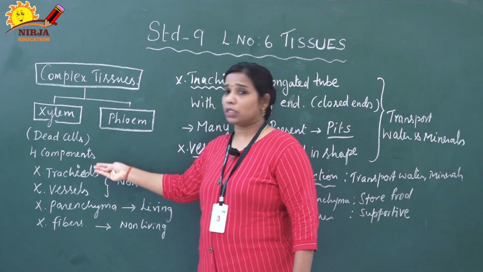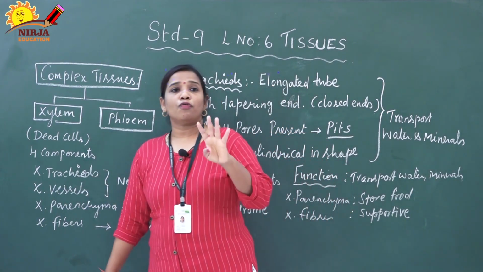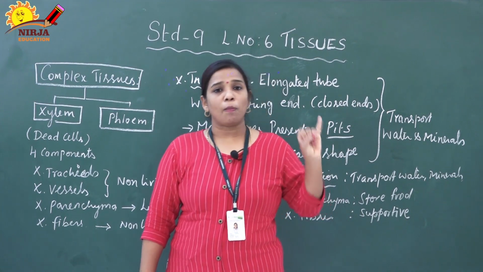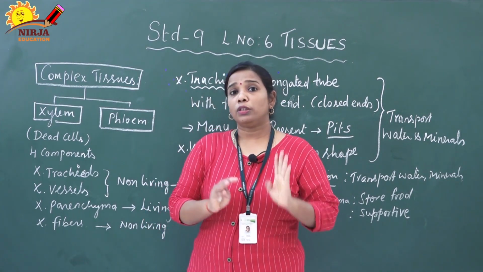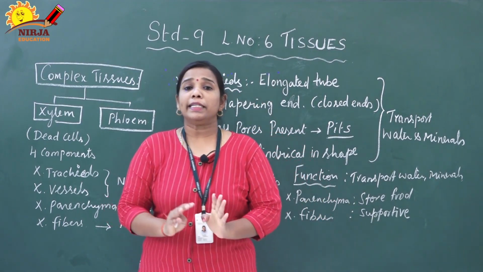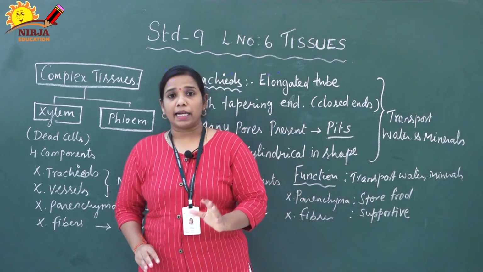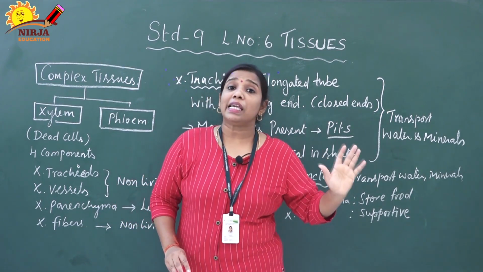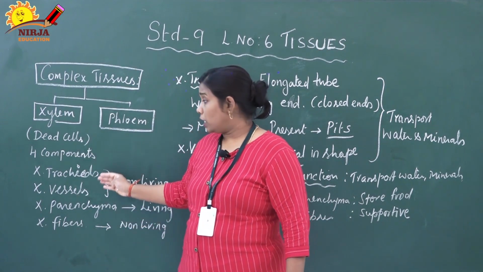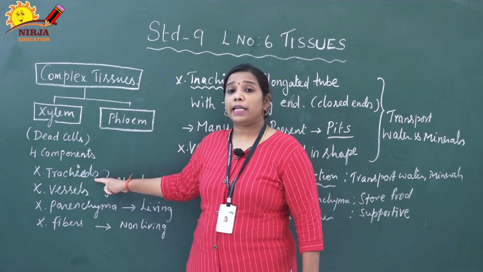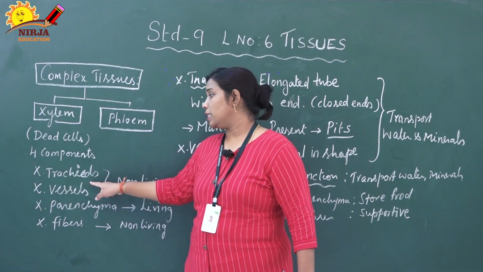So first we have to discuss xylem. Xylem is a complex tissue. It is mainly composed of four components. These four components are mainly made up of dead cells. So normally we can say that xylem is made up of mainly dead cells. The four components I told: the first component is xylem tracheids. X for xylem, xylem tracheids.